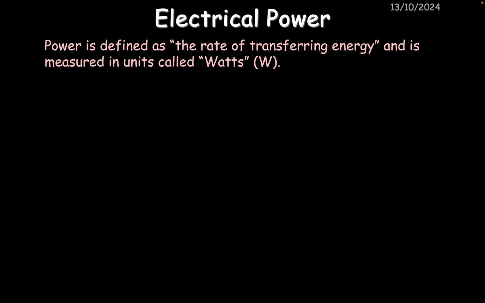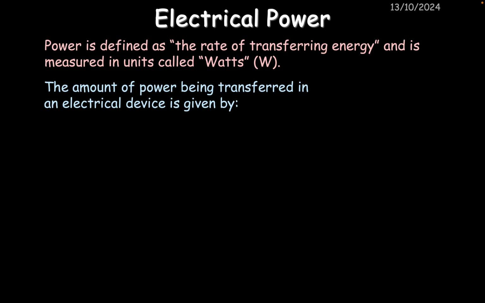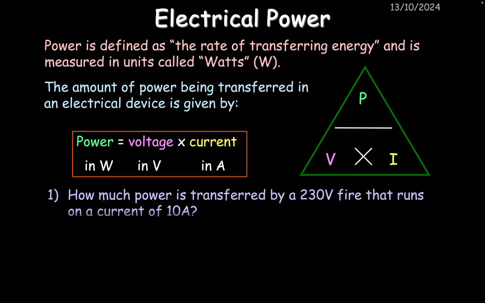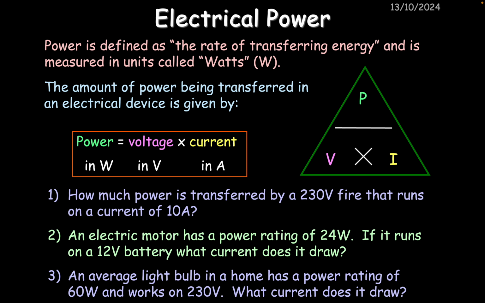Electrical power is measured in watts, and it's the rate of transferring energy. So just like current is the rate of transferring charge, power is the rate of transferring energy, joules per second, and you can also calculate it by multiplying the voltage by the current, and that gives you the rate of transfer of electrical power, okay? And these are questions for you to try in your own time. I'm not going to go through them. The triangle will allow you to work out which one's which.